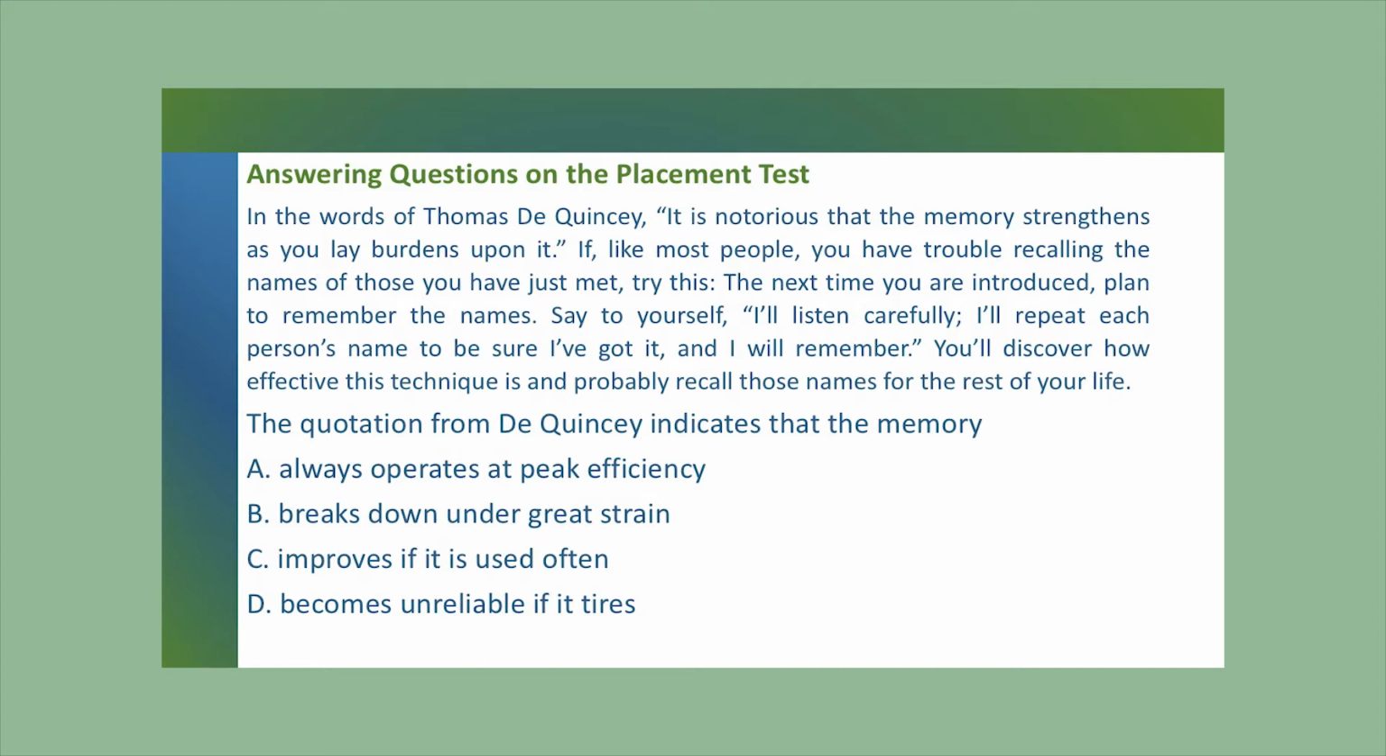So the question below talks about the quotation from Thomas de Quincey. So let's take a look. The quotation from de Quincey indicates that memory, A, always operates at peak efficiency, B, breaks down under great strain, C, improves if it is used often, or D, becomes unreliable if it tires. So let's take a look.